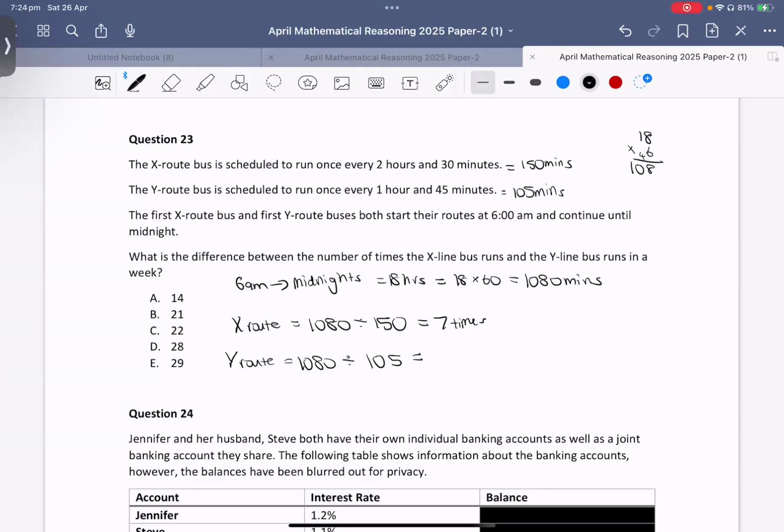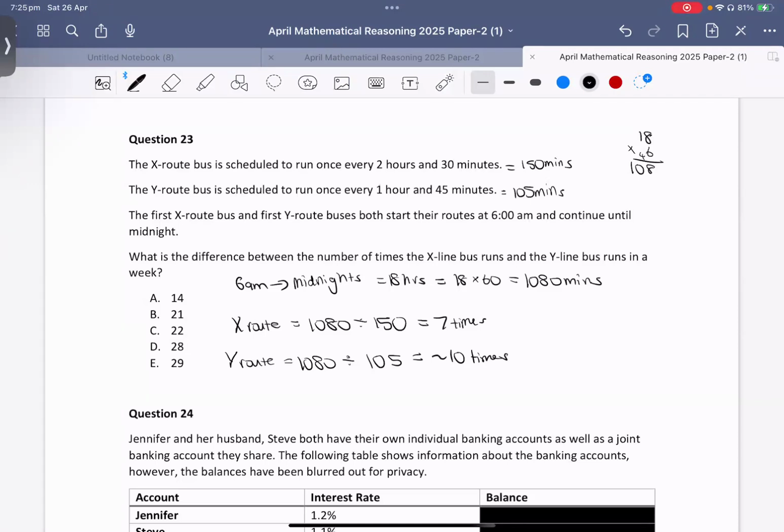It's going to run exactly. Do we know what it is for 1080 divided by 105? You would get it to run about 10 and a bit times, right? It's not going to be perfect, but it's going to be exactly 10 times within that frame because we know that 105 times 10 is 1050 and it's not going to run again in that time, right? So we can pretty confidently say it's just going to run 10 times per day, okay?